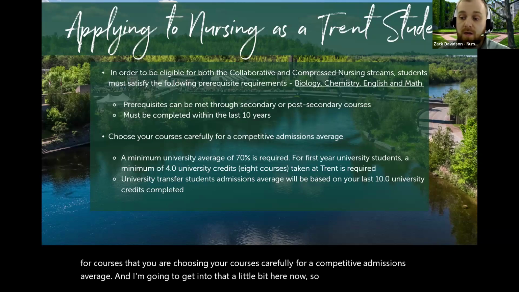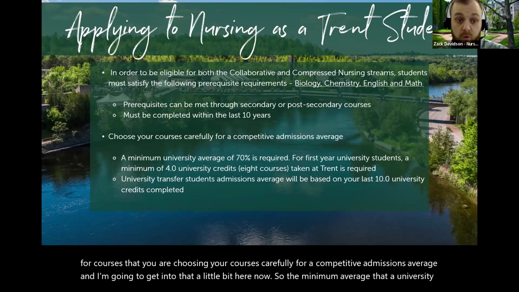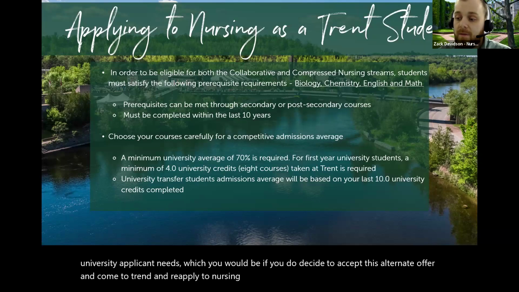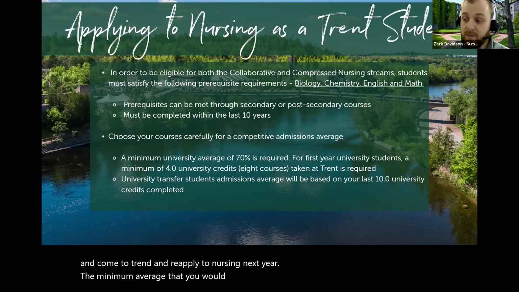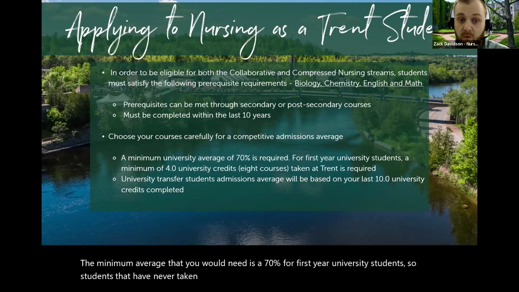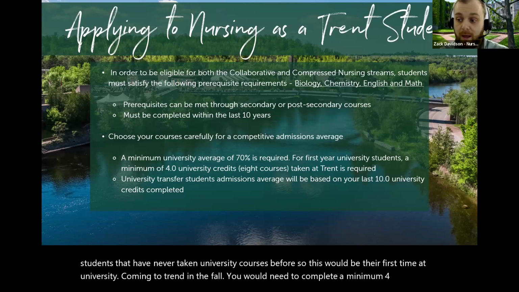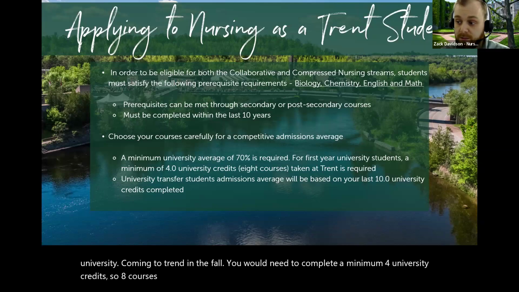So the minimum average that a university applicant needs, which you would be if you do decide to accept this alternate offer and come to Trent and reapply to nursing next year, is a 70%. For first year university students, so students that have never taken university courses before, so this would be their first time at university coming to Trent in the fall, you would need to complete a minimum 4 university credits, so 8 half-credit courses at Trent.